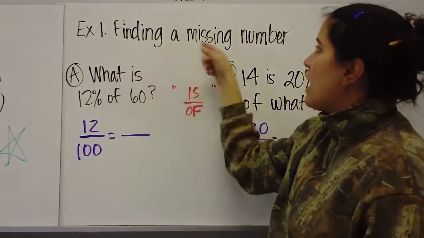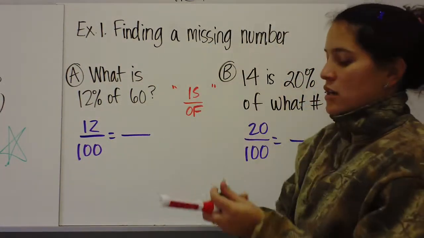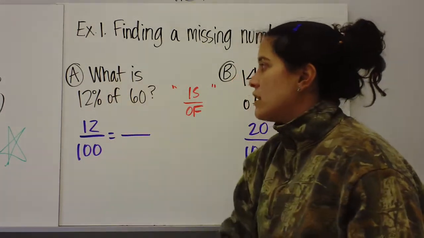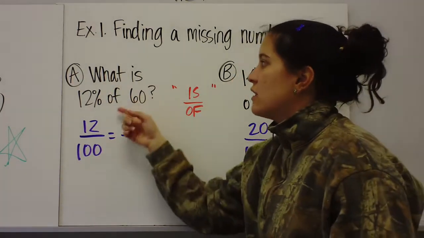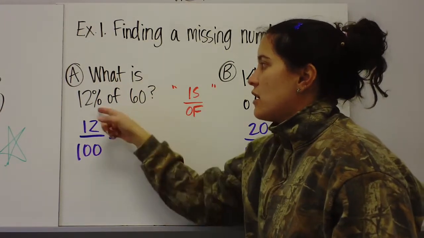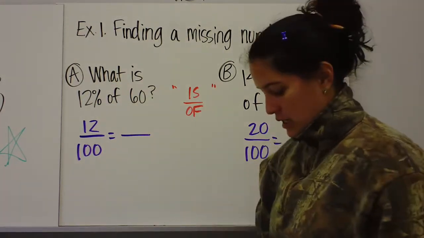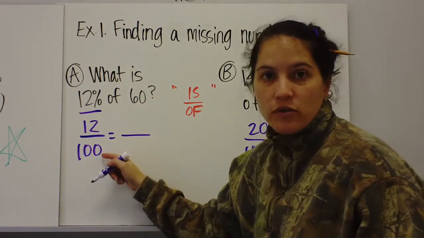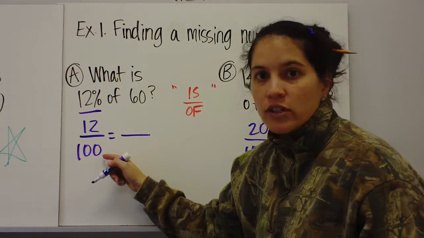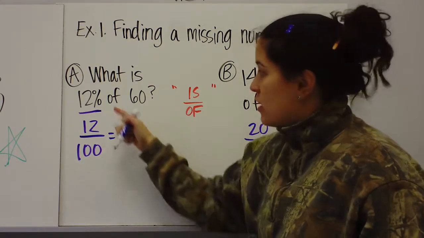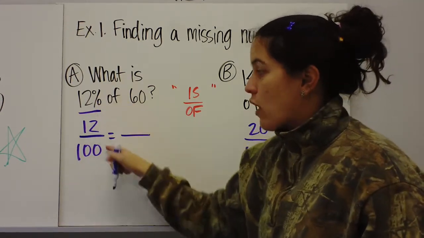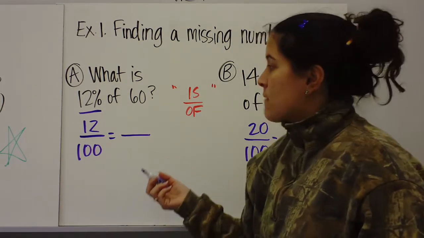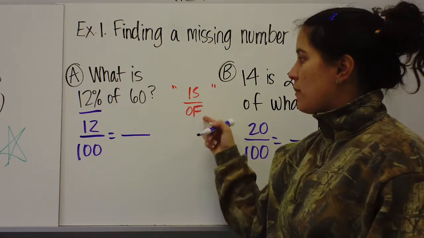Alright, so example 1, finding a missing number. So let's look at A. What is 12% of 60? So we start with the percent. And notice I've already put the percent down in your proportion. When you put the percent in your proportion, you drop the percentage sign. So this percent is just 12 out of 100. 12 out of 100 means 12%. And now I need to do is on top, of on bottom.